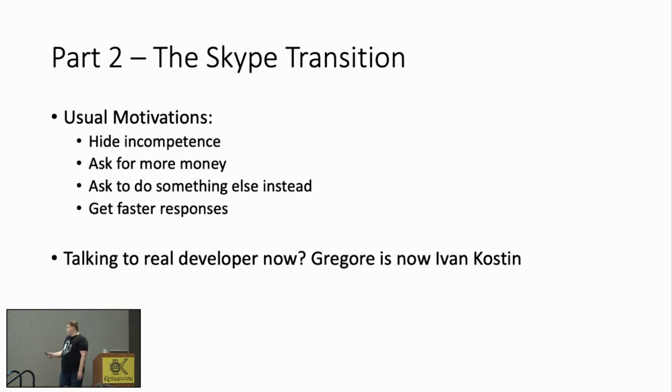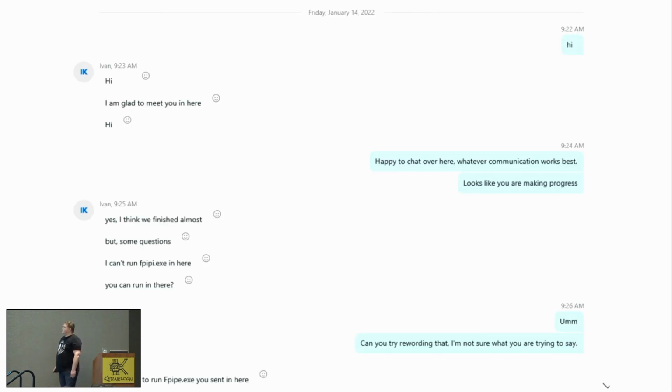And so they transition to Skype. And usually it's to hide their incompetency, ask for more money, ask to do something else, get a faster response. Anyways, I talked to him, and Gregory now turned into Ivan Costin. And I was like, Ivan, hi, nice to meet you. And he's like, I'm happy to chat over here, you know, just like, whatever, just get it done, dude.